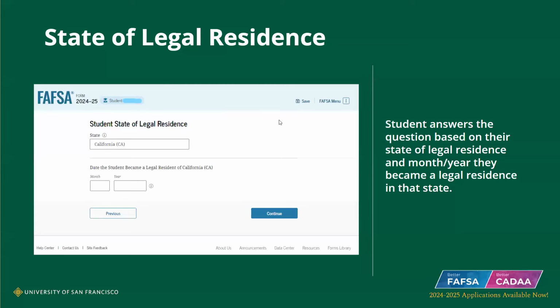It will also ask you your state of legal residence. Now, this is the state you currently live in. If you have never lived in another state, students, parents, excuse me, the month and the year would be the date that you were born. So we've had some people who have difficulty filling out this part. So we want to make sure that you understand that.